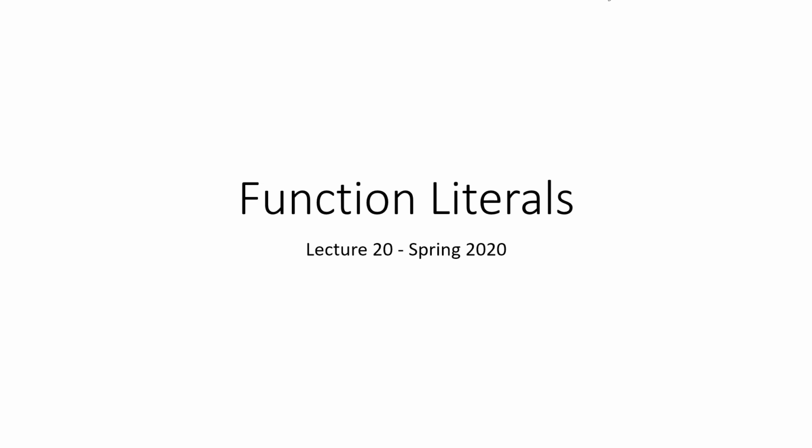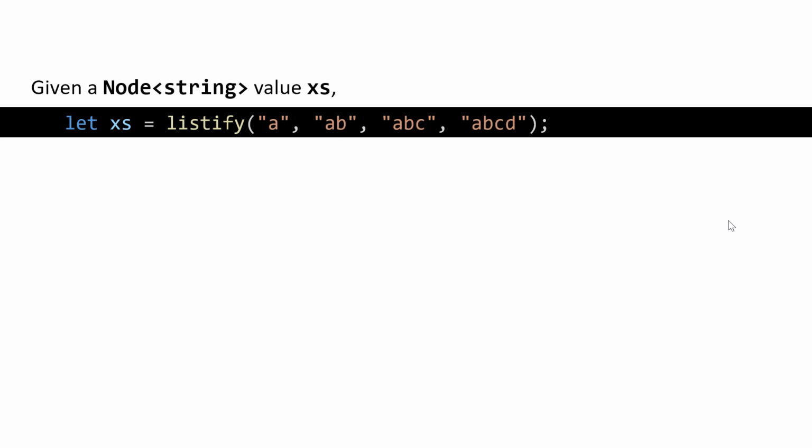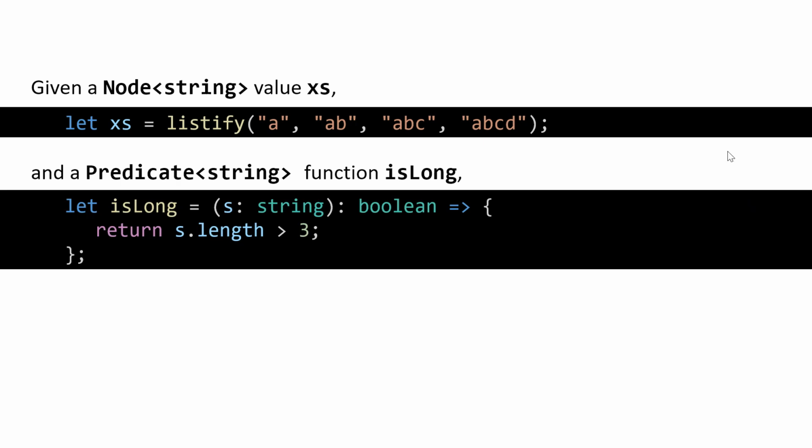Function literals give you the ability to define functions on the fly and succinctly, which is very useful when we're working with these higher order functions like filter, map, and reduce. So to set the stage here, let's imagine we've got a list of strings: A, AB, ABC, ABCD, and we're trying to filter these strings, so we want to find only the strings who have a length greater than 3. In this case, we can tell that there's only one, right?